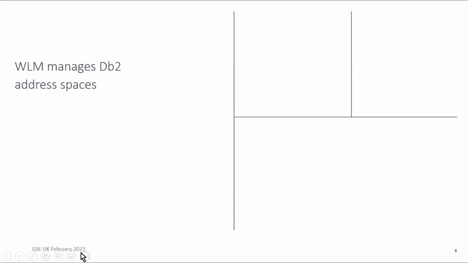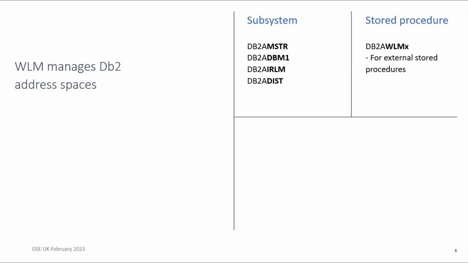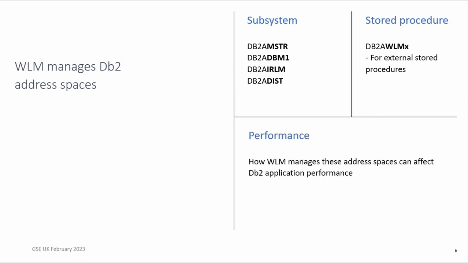So WLM manages DB2 address spaces. It's got the subsystem address spaces. It's got stored procedure address spaces. And the way these address spaces perform will affect DB2 application performance. So if WLM isn't taking good care of these, your applications will suffer.